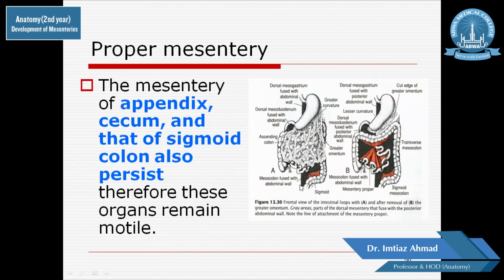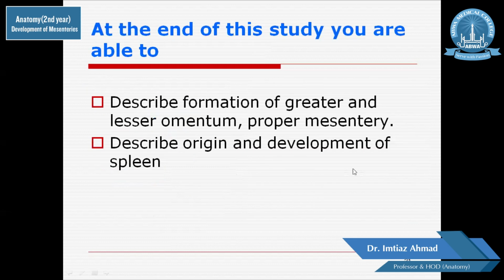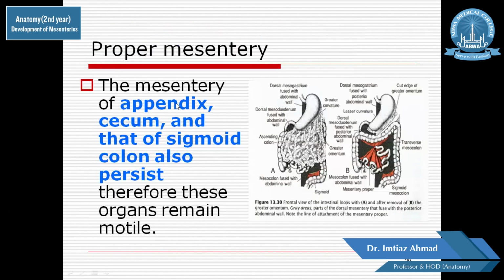The mesentery of the appendix, the mesentery of the cecum, and that of the sigmoid colon also persist. Therefore, these organs remain motile. The sigmoid colon is motile. You can move it from here to here. And the appendix, you can move from here to here. And the cecum, you can move from here.